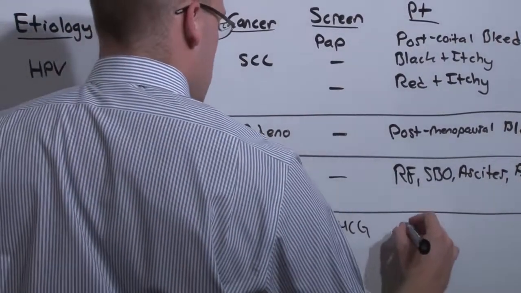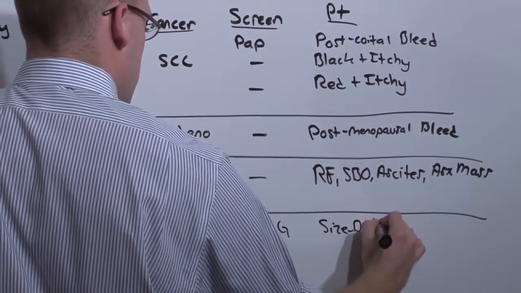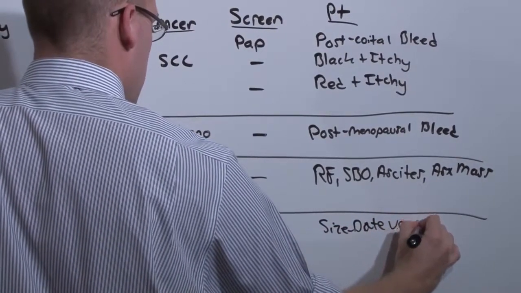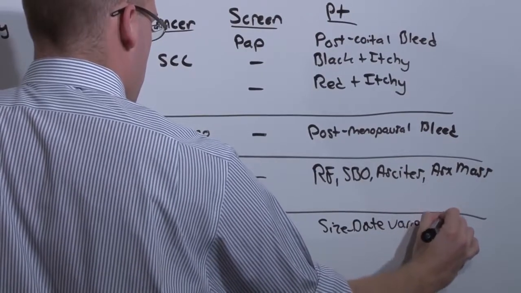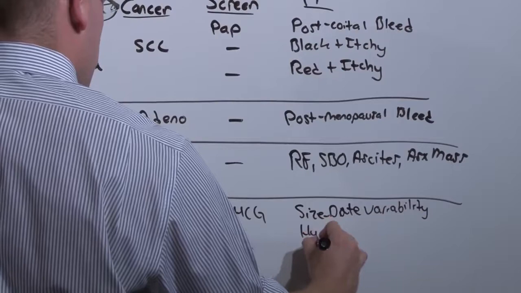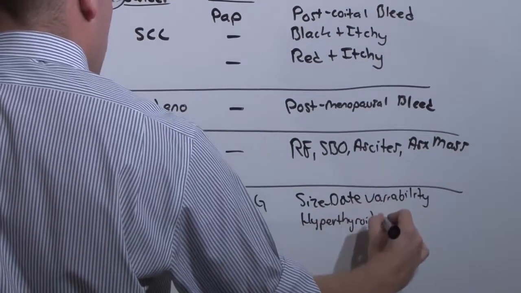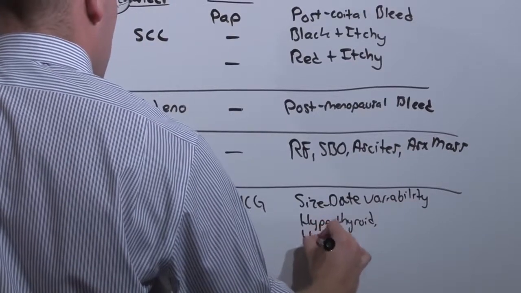That is, size-date discrepancies, and other symptoms of elevated beta-HCG, hyperthyroidism, or hyperemesis gravidarum.